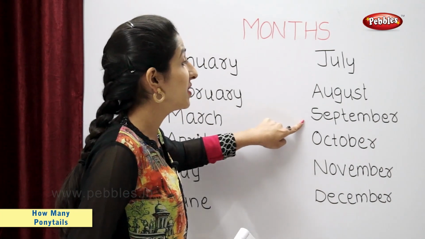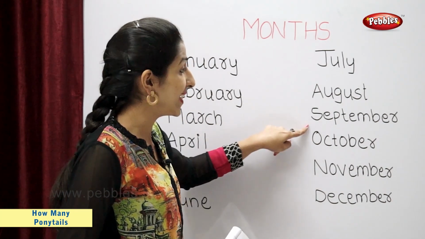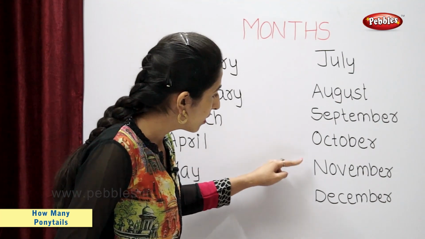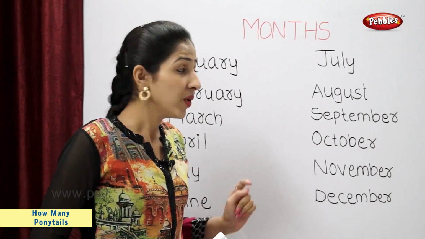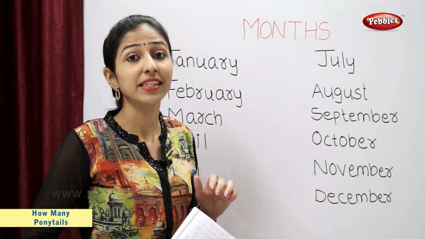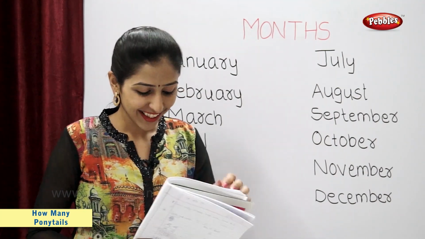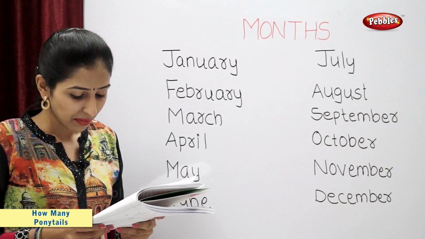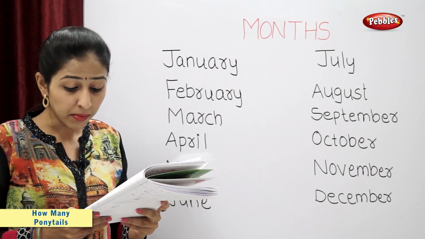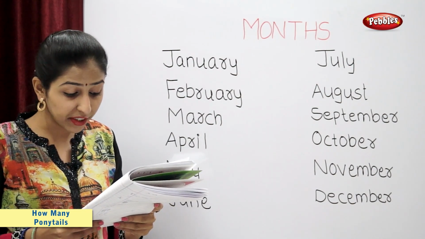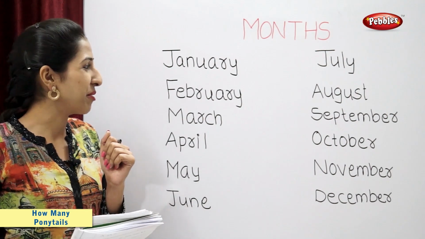September. Month September starts with letter S. So, there is only 1 month, September, starting with the letter S. Which month name has the maximum number of characters? Let's find this out.